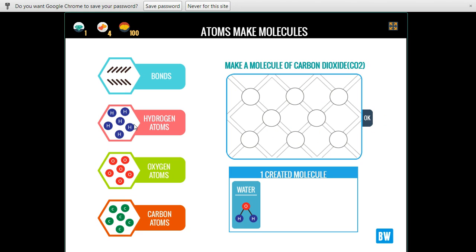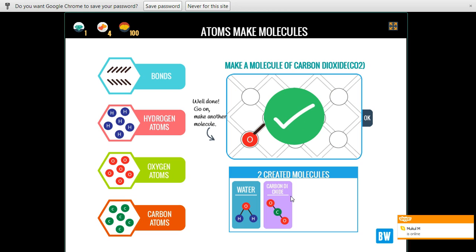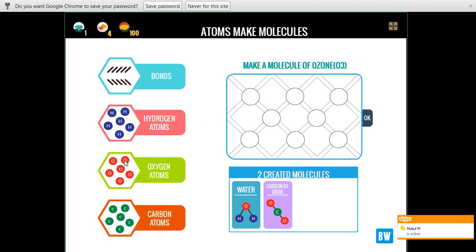So what's wrong? Maybe the bond is 180 degrees in the carbon dioxide molecule and not the 90 degrees. Great. Okay, great. Now that's right. It has accepted it. So now I similarly need to make a molecule of ozone.